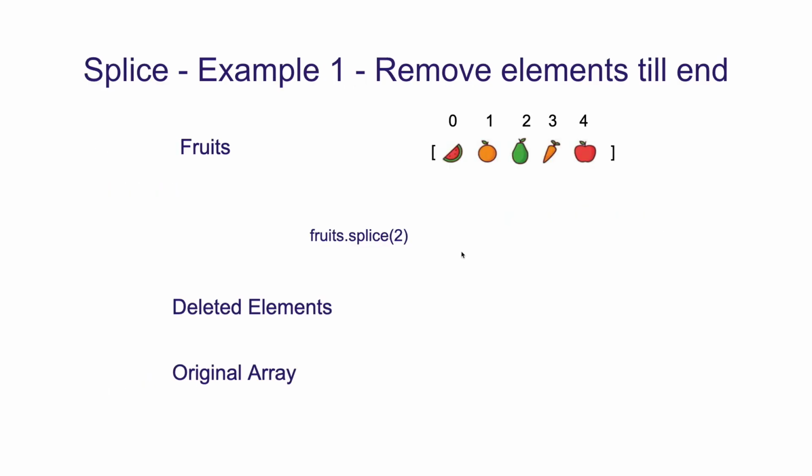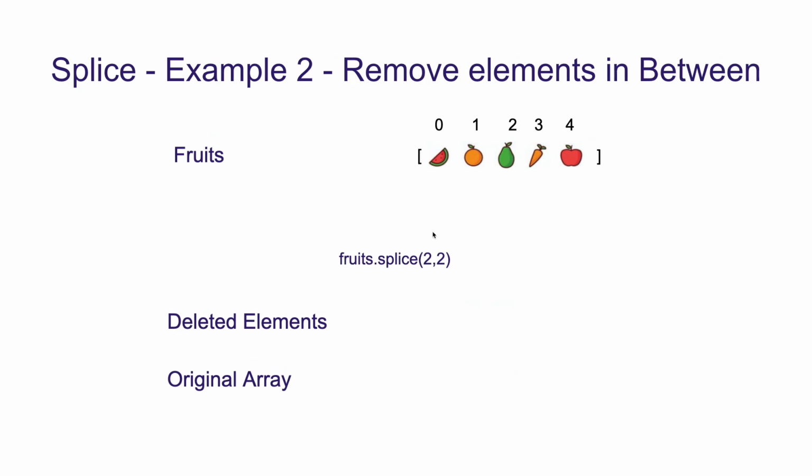In example 1, we are going to use splice function to delete the elements from a start index to the end of the array. Here you can see that we have an array of 5 fruits and we are calling the splice function with the parameter 2, which means that we want to delete all the elements starting from index 2 till the end. This leads to the deleted array with index 2 to 4 and updates the original array with the index 0 to 1.